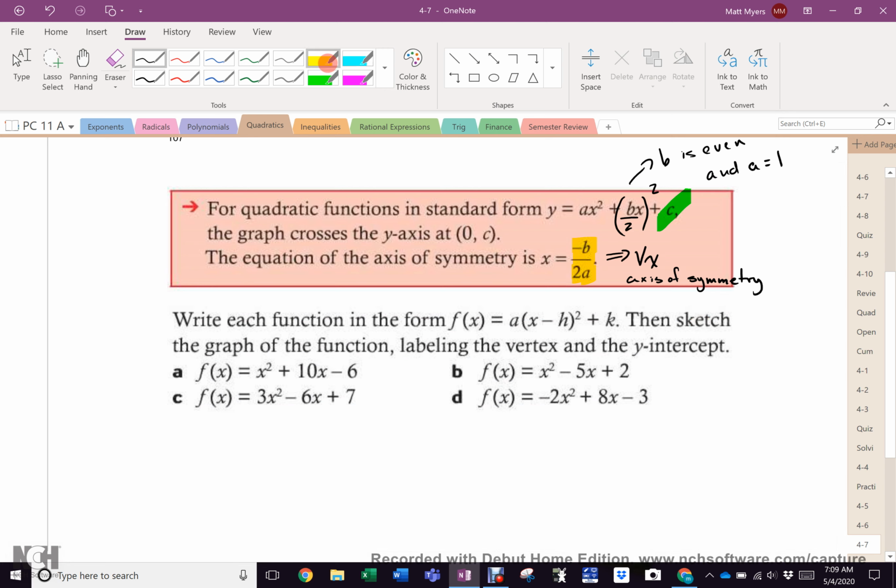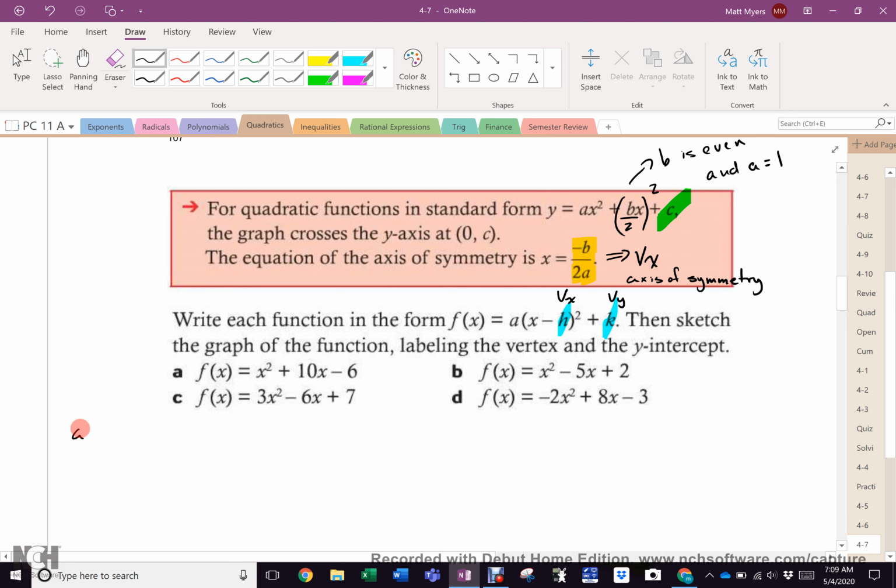Now, remember back when we started talking about vertex form, I told you I couldn't remember which way my notes went. Sometimes people write P and Q there. Sometimes they write H and K. It doesn't really matter. We just remember this is vertex x and this is vertex y. So let's do this thing.